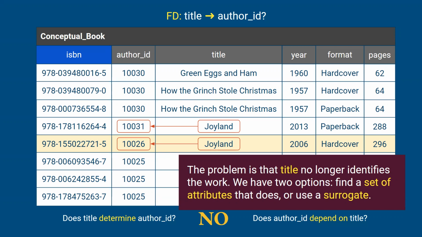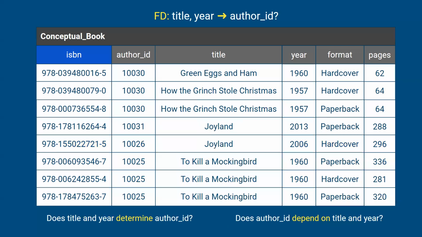So now, what we either should do is find a set of attributes that does show me the functional dependency, or maybe we should use a surrogate in this case. But let's see what this functional dependency is. A little more complex, but does the title and the year taken together determine the author ID? Well, in this case, yes. Now, what do you think?